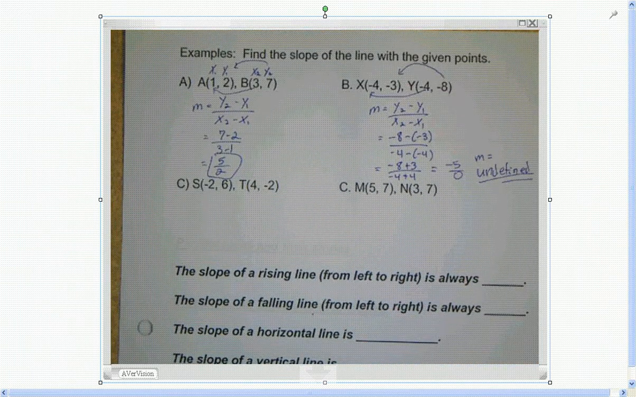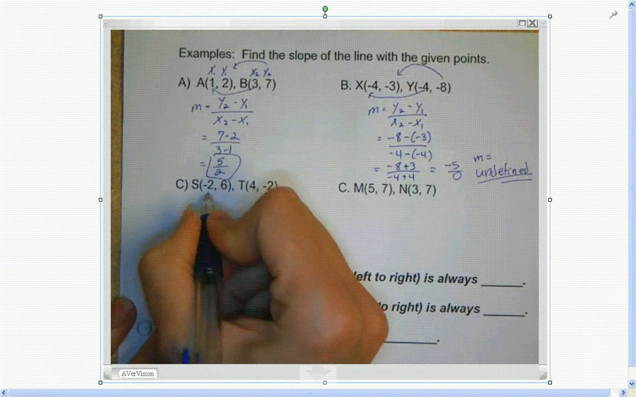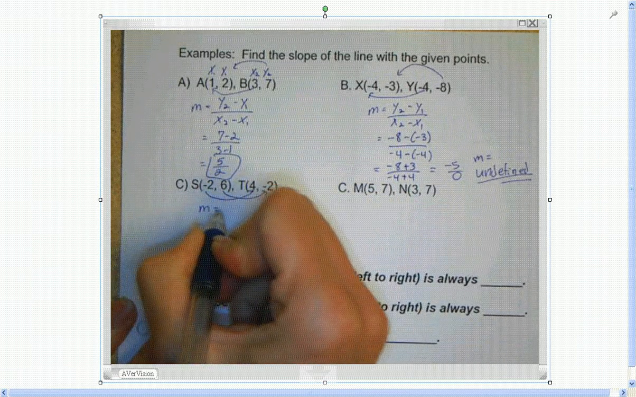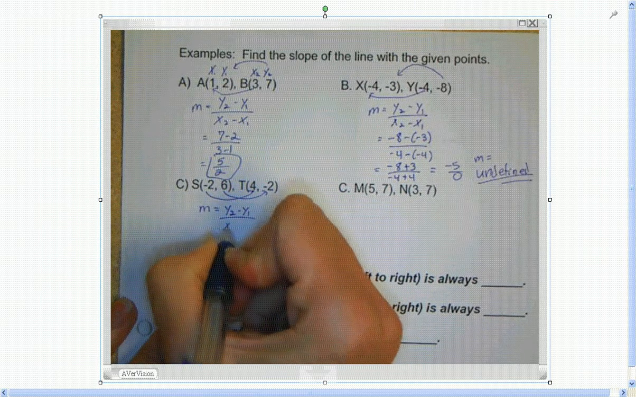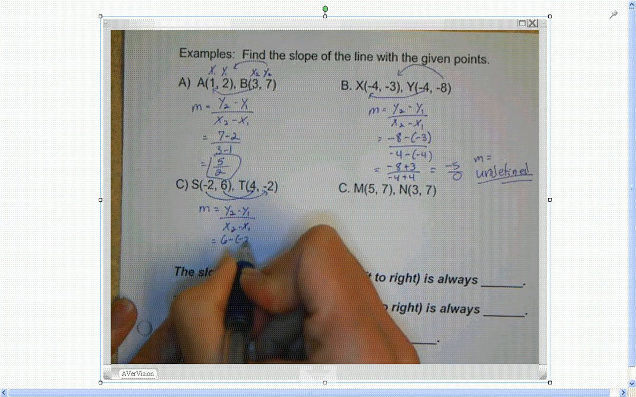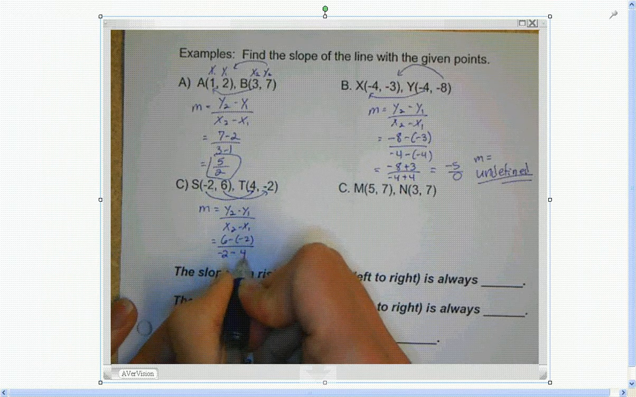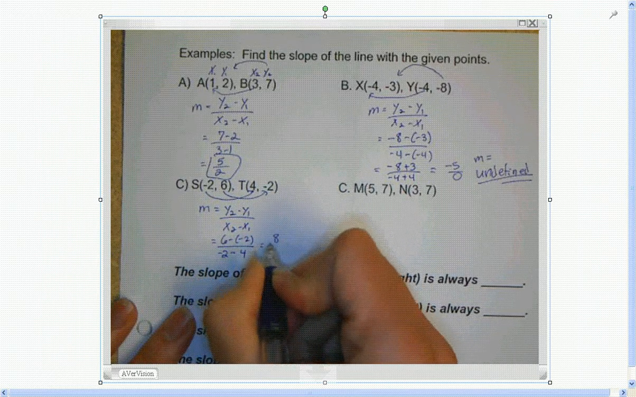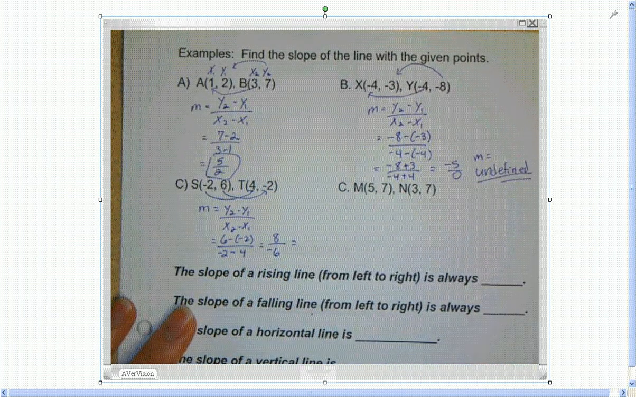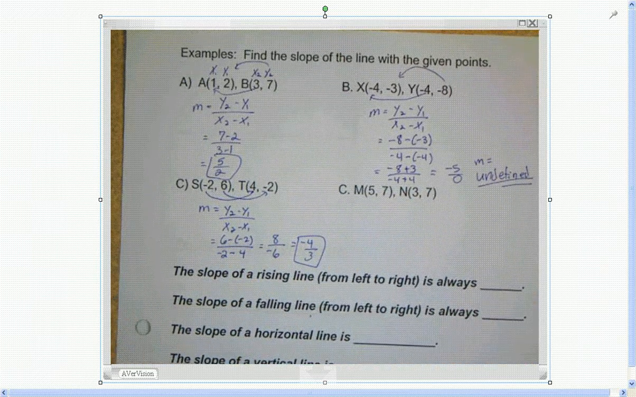And hopefully you guys are getting this down. We'll do the following one. And this time, just to show the difference, I'm going to go y's first, and then I'm going to do x's next. So still using my slope formula, I'm going to go this way. 6 minus a negative 2 over negative 2 minus 4. 8 over a negative 6. Leave it as an improper fraction, but it must be reduced even if it's an improper fraction. Negative 4 over 3. So we have a negative slope.